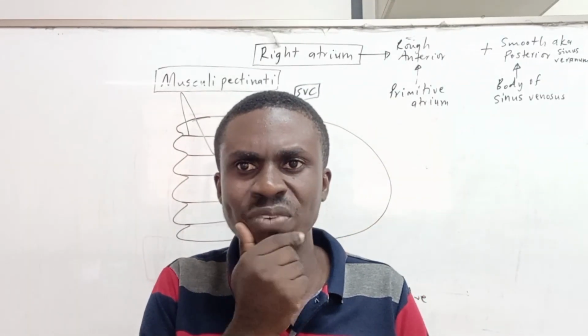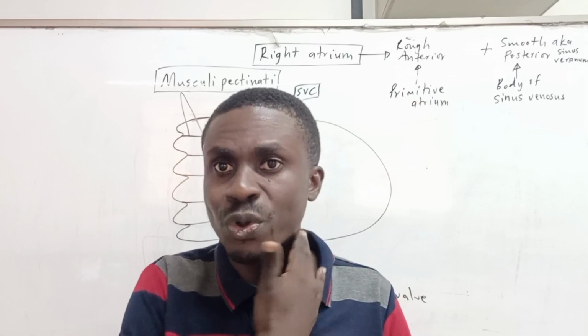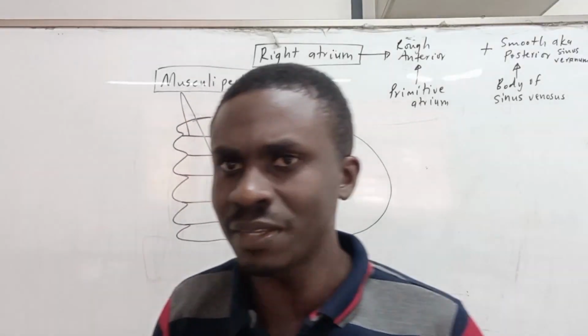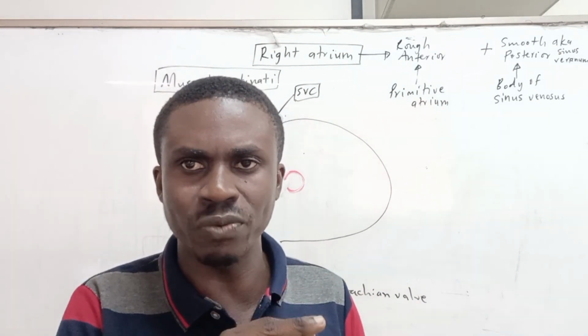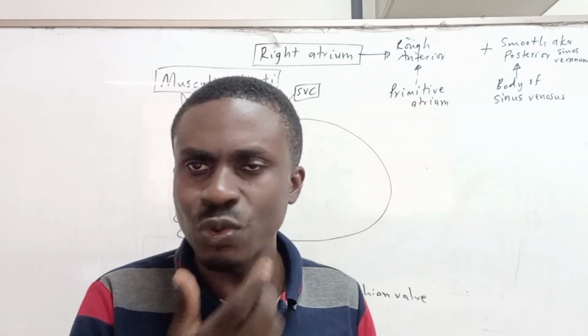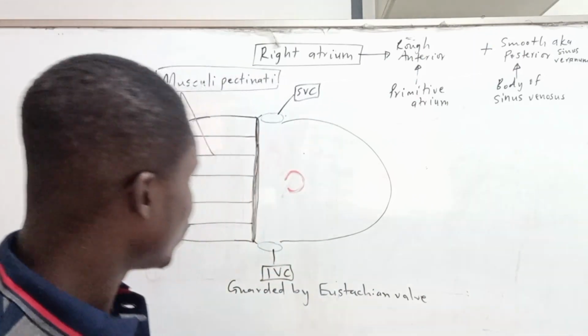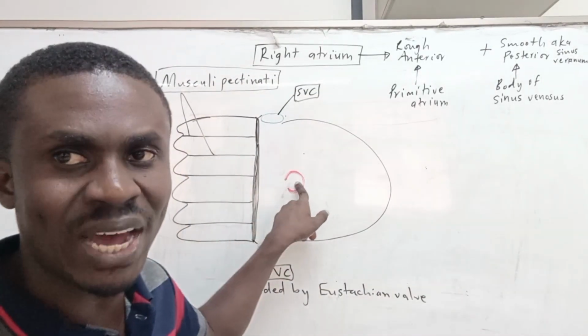Okay, yes, what's the name of that connection? It used to be called foramen ovale, but postnatally it will change to close off so that there's no connection between them. Some people call it fossa ovalis. So this thing I'm trying to show over here is the fossa ovalis.